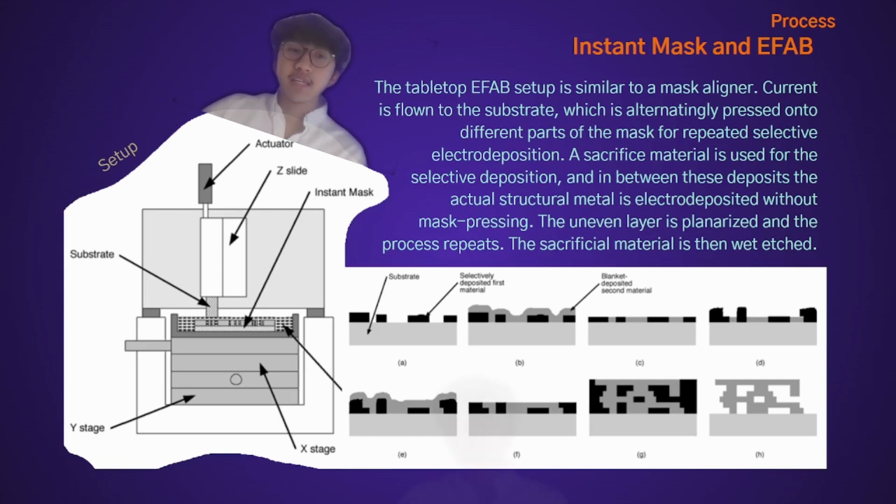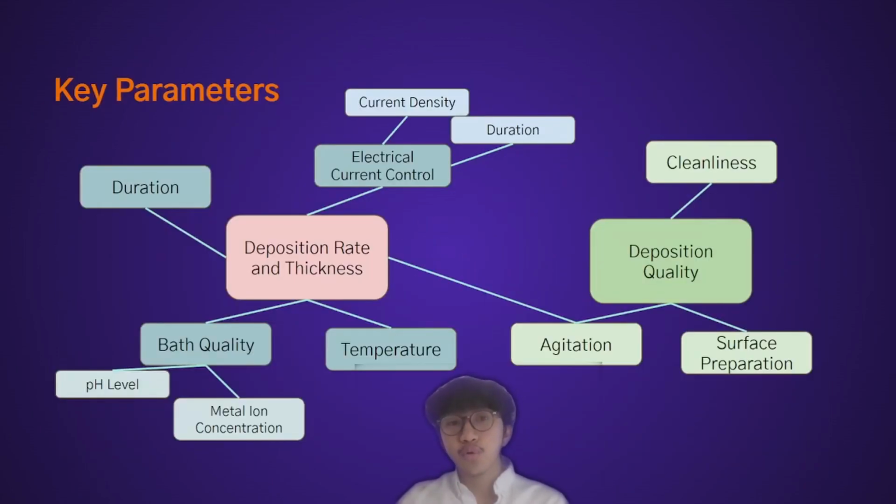In electroplating, key parameters exist to control the deposition rate and thickness as well as the quality. The duration of the process determines the resulting thickness, while we can control the current density and exposure to current at each cycle, where we can determine the rate of deposition. The pH level, metal ion concentration, and temperature of the bath can also positively affect the rate of deposition.